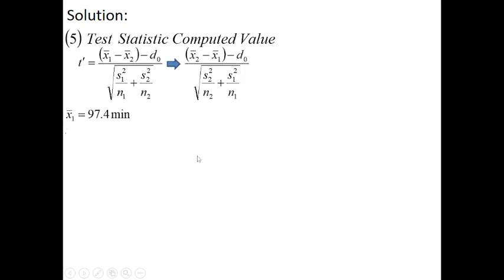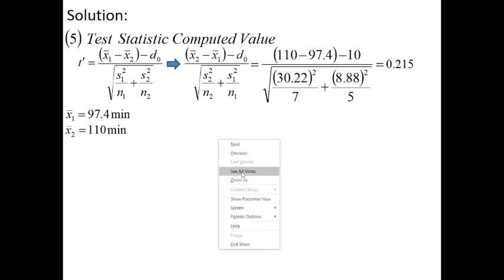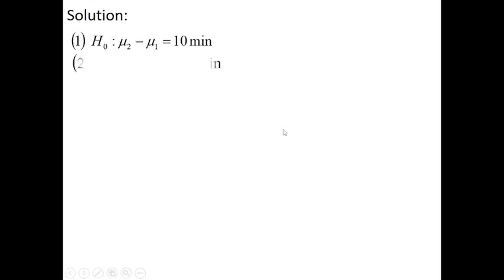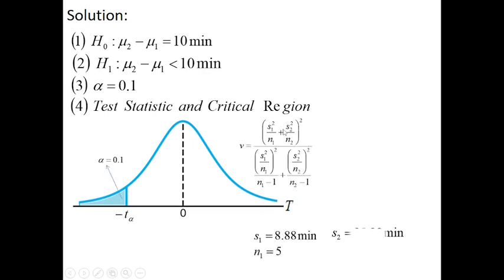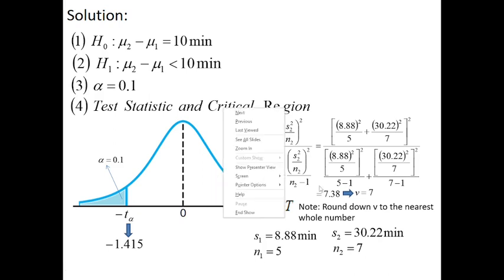Alright, so that's it. Then we will arrive with an answer of 0.215. Is 0.215 in the critical region? Let's see. It's not in the critical region. Okay. So we shall not reject the null hypothesis. We shall not reject the null hypothesis. It's not in the critical region. 0.215.